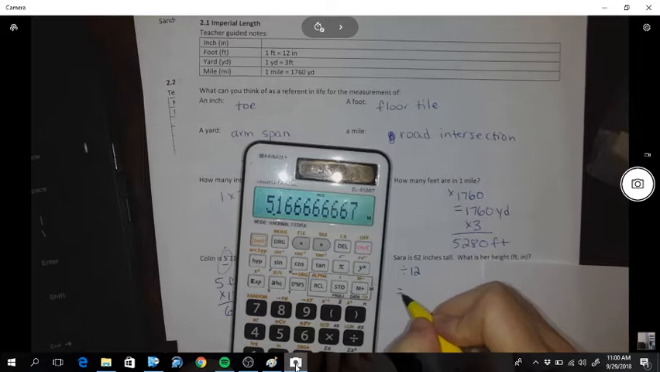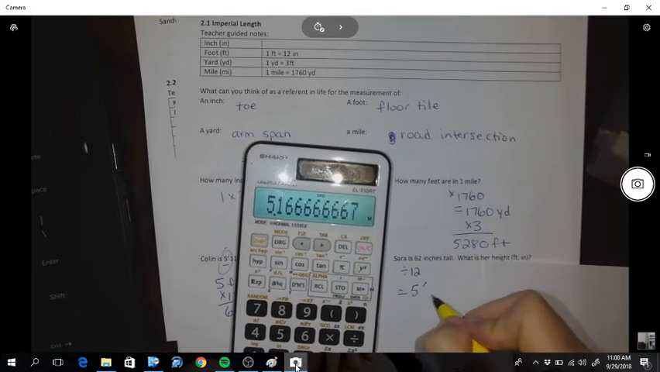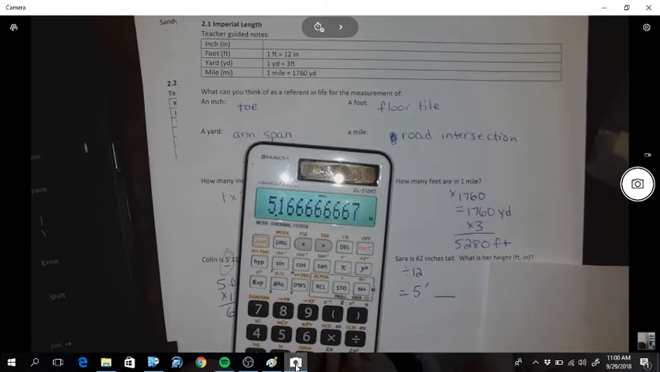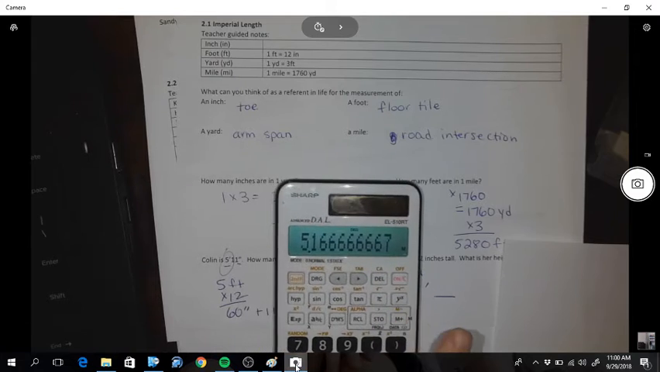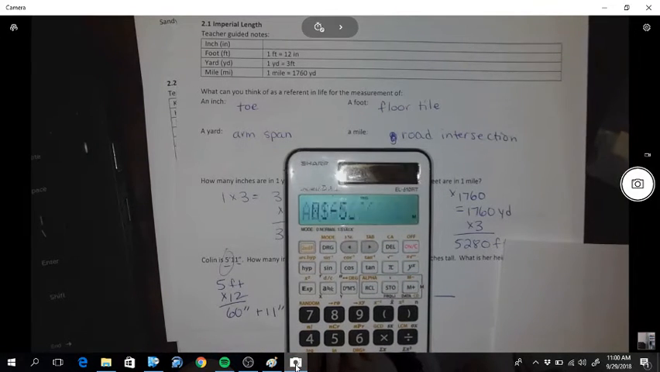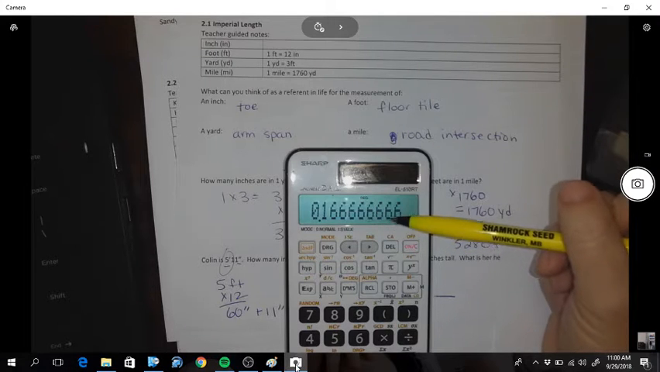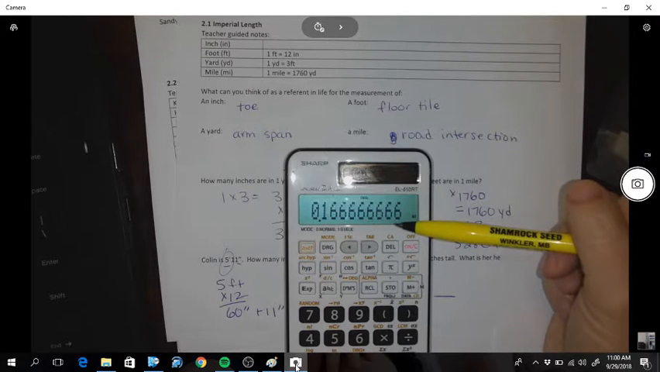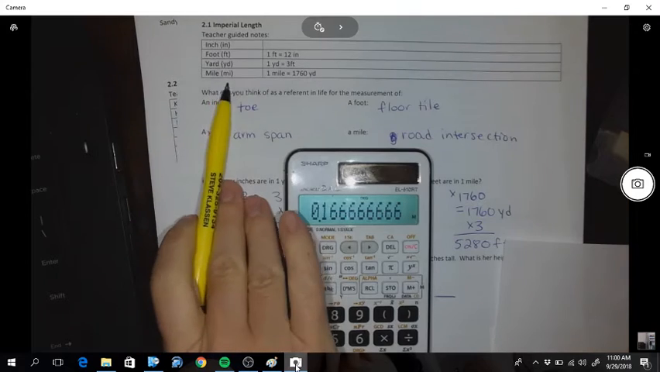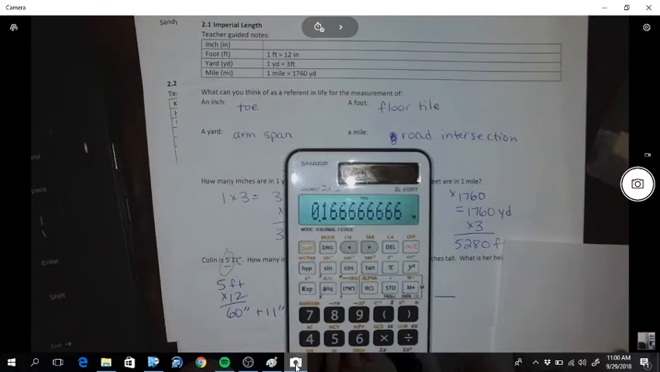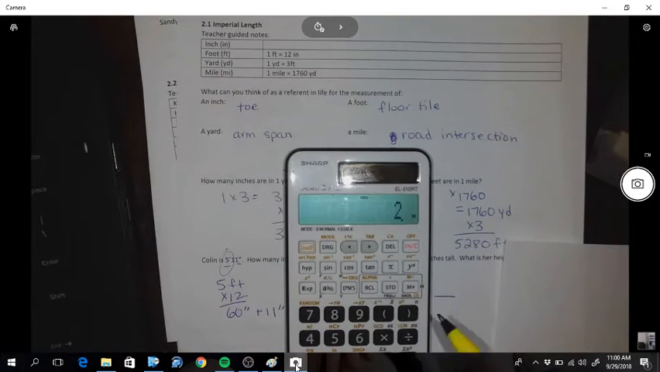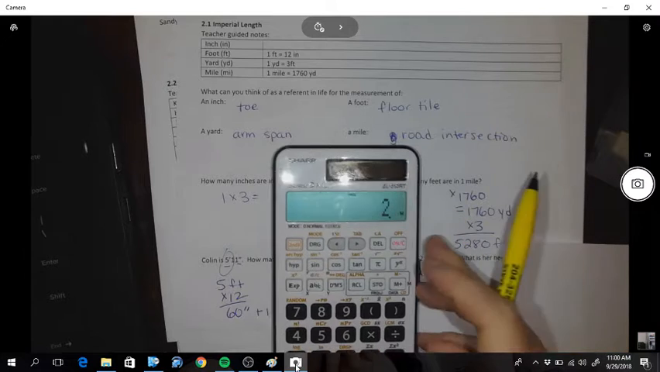62 divided by 12 is 5 feet and something inches. So here's one thing you can do. You could take that 5 off because we considered it. Now, this many feet is how many inches? So feet to inches, I could times that by 12 and I get 2 inches.